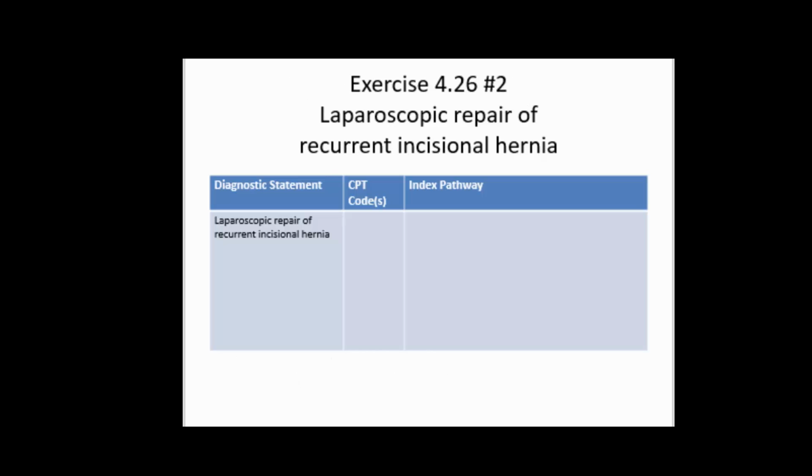Our next exercise is 426, number 2, the laparoscopic repair of a recurrent incisional hernia. Recurrent means it's been repaired before, it's come back. Incisional is a type of hernia that occurs over where an incision took place. That was a previous operative procedure, and now the body is pushing tissue through that old incision site.